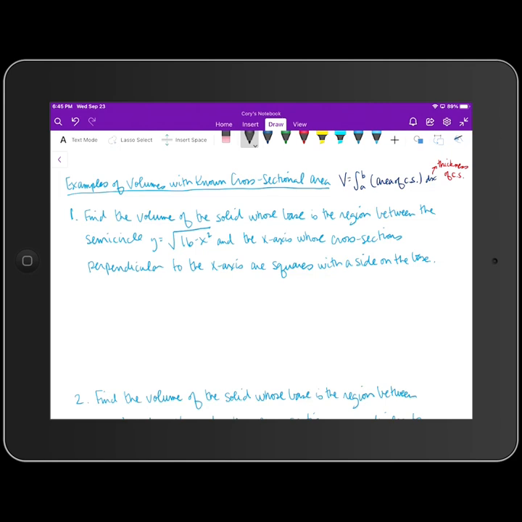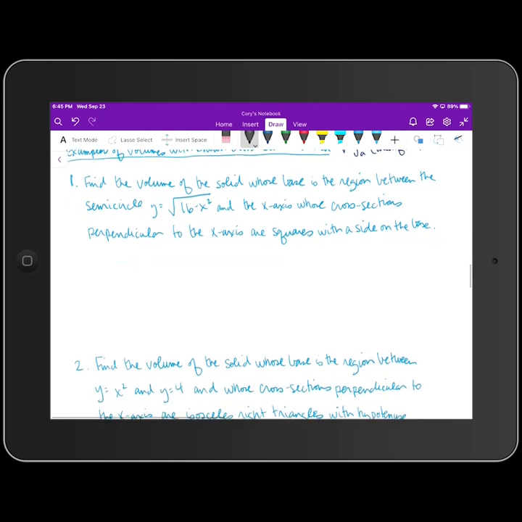The good news for us here is we know what shape our cross section is going to be. It's not like disc method or washer method or cylindrical shells where we have to look at our area and the line that we're rotating about and figure out what shape the cross section is, and then use the formula to integrate the area of the cross section. We know what shape the cross section is here.